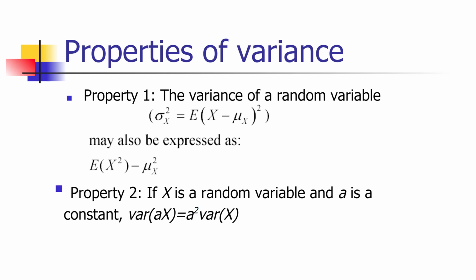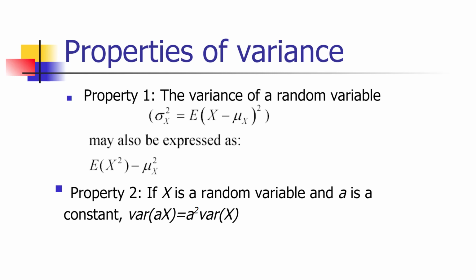Second property, and this is one that people often get confused by, is that if x is a random variable and a is a constant, the variance of ax is equal to a squared times the variance of x. And when students are given problems with this, the most common mistake is to assume that, well, the expected value of ax is equal to a times the expected value of x and assume that something similar is true of the variance. That's not true. Remember, the variance is a measure of the expected value of the squared deviations.